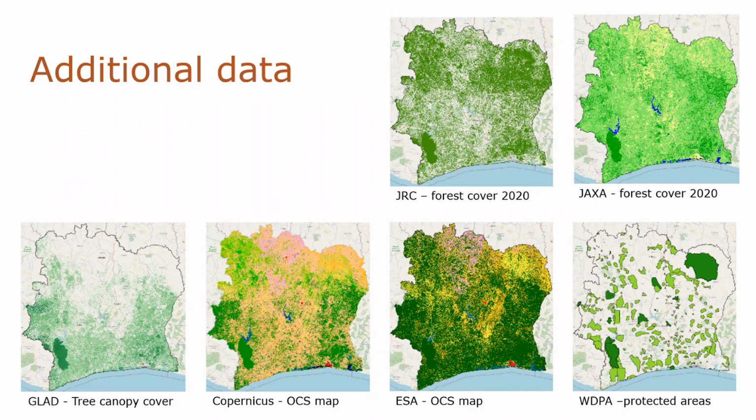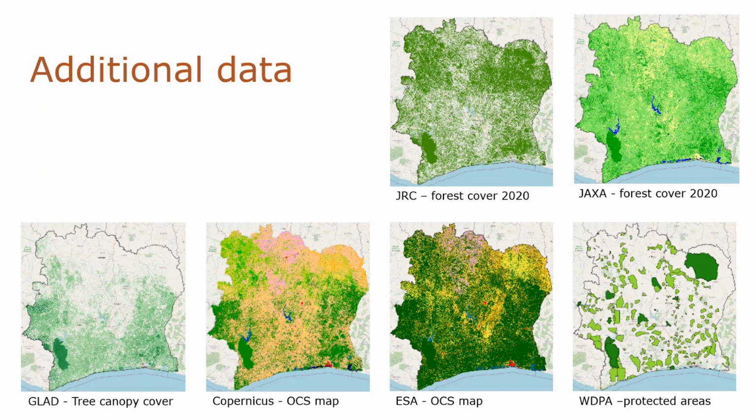And there are some land cover maps at the global level. One is from Copernicus, and the other one is from the European Space Agency, ESA. They both have land cover maps, and you can see, for instance, the ESA map is mainly green for Ivory Coast because we are talking about land cover.